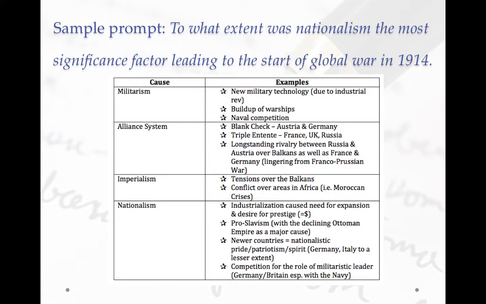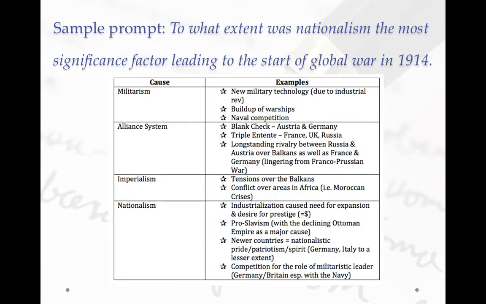And as you can see from this, I just listed some examples that I could use in order to establish nationalism as the most significant factor. I'm going to show you examples of the thesis statements, but from my experience, and I did this brainstorming right before recording this slidecast, I actually found that some of the examples I came up with for militarism, alliances, and even imperialism could find their way into nationalism.